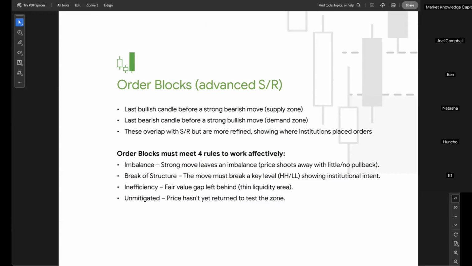So with an order block, I'm going to share the chart again. As I said, we are going back and forth. What we need to look out for is the last bullish candle before a strong bearish move, which is what's called a supply zone. And then we're looking at the last bearish candle before a strong bullish move, which is also called a demand zone. So I'm sharing my candles just to make you see exactly what I'm referring to.